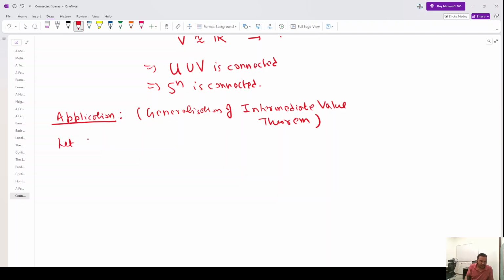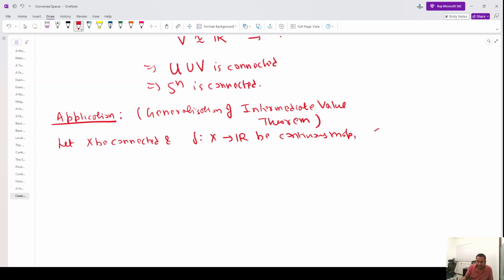So let X be connected and f from X to R be a, sorry, continuous map. So R has a specified topology, I have told you many times, then it is just the real line R. So what you have to show? So, okay, what's the statement is?